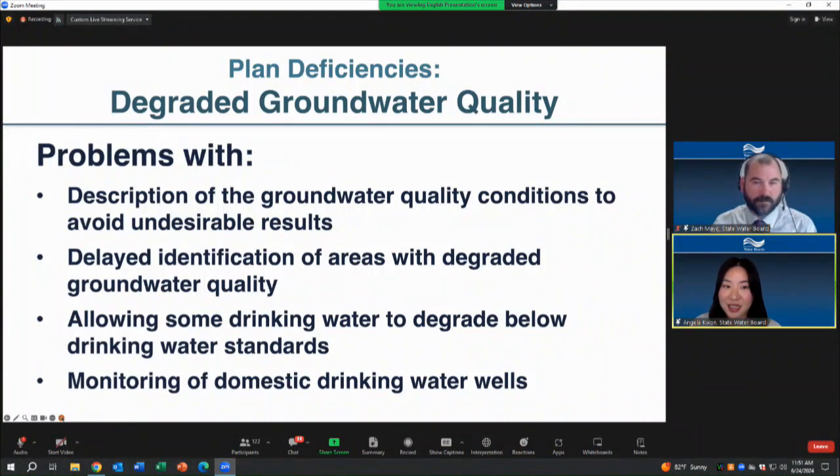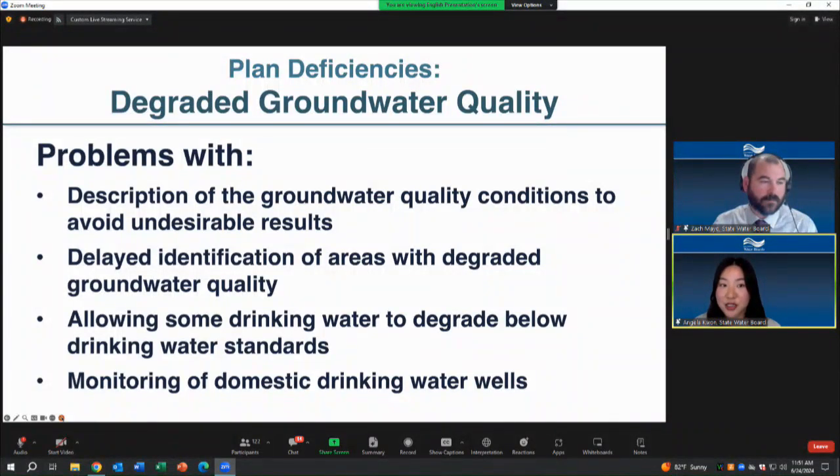The 2022 plans do not clearly describe the conditions the basin is trying to avoid. The plans indicate that conditions would be unacceptable only if they were caused by groundwater pumping or recharge projects. However, groundwater quality problems are complex, and the plans do not provide enough details about how agencies could determine whether groundwater quality degradation is caused by groundwater pumping or recharge.